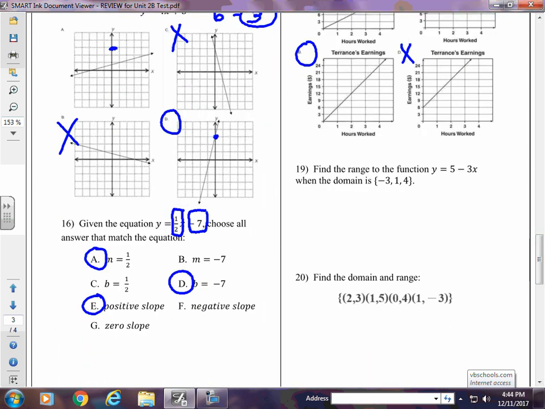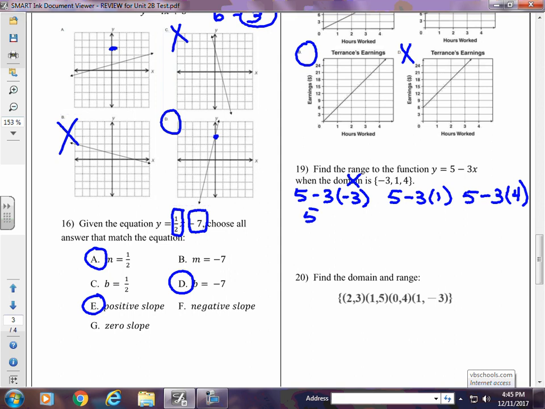All right, for number 19, you want to find the range of the function if they give you the domain. Remember, domain are the x values. You can make a table or you can do 3 separate little problems, but you're trying to find the y values each time. So we want 5 minus 3 times -3, 5 minus 3 times 1, and 5 minus 3 times 4. In all 3 of these instances, you want to do order of operations, and multiplication has to happen first.